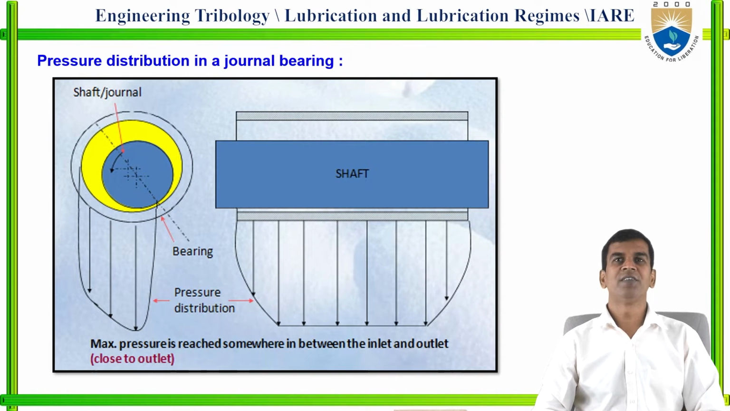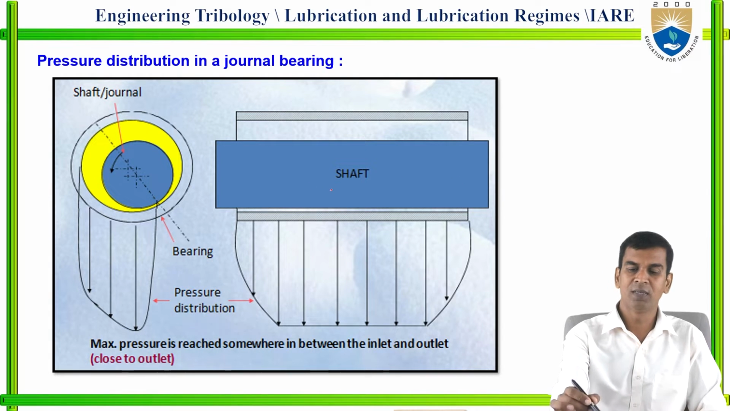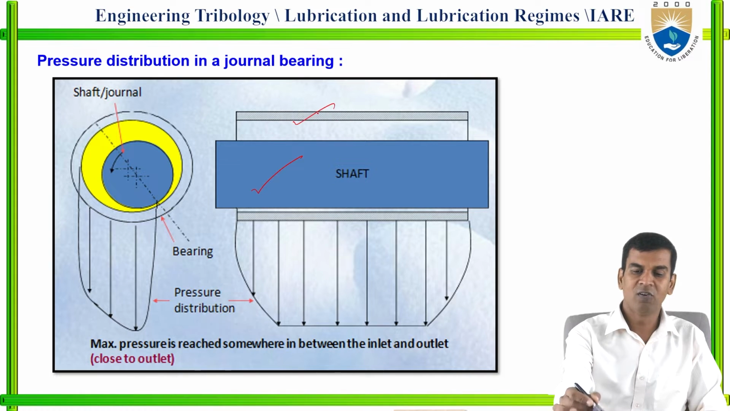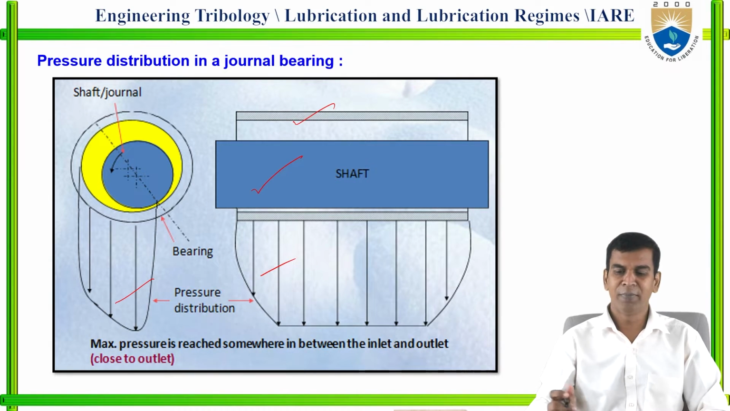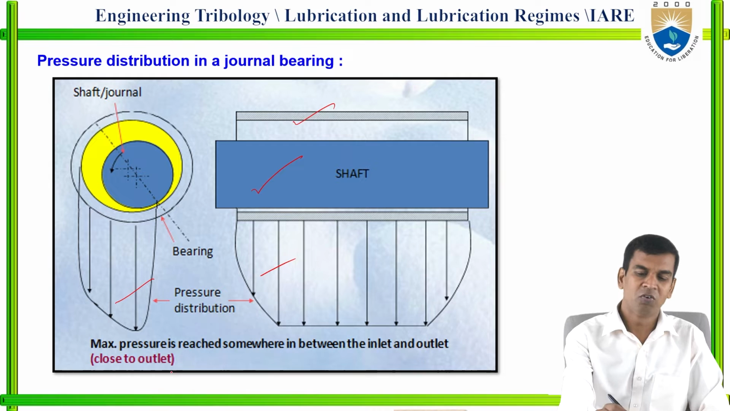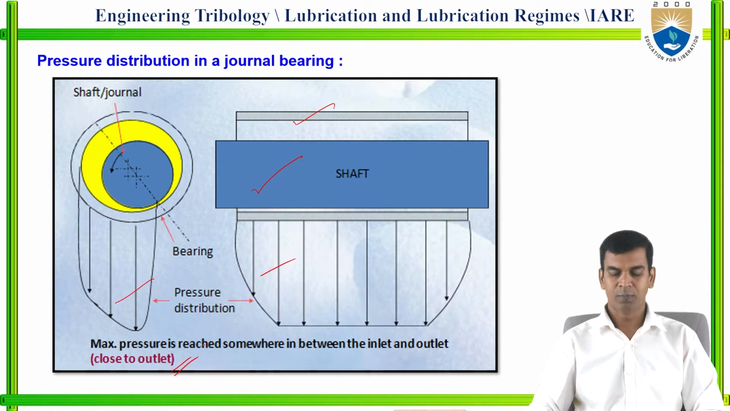Now see the pressure distribution in the journal bearing. The blue color is the shaft, and this one is the bearing, and the pressure distribution will be there. Maximum pressure is reached somewhere between the inlet and outlet, mainly close to the outlet. You can see it over here.